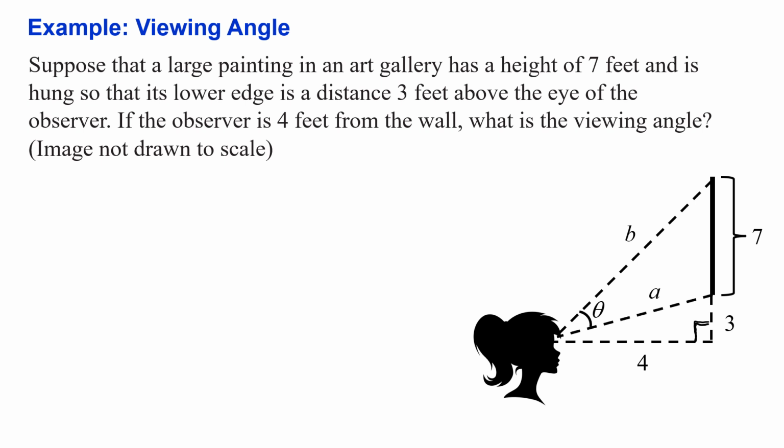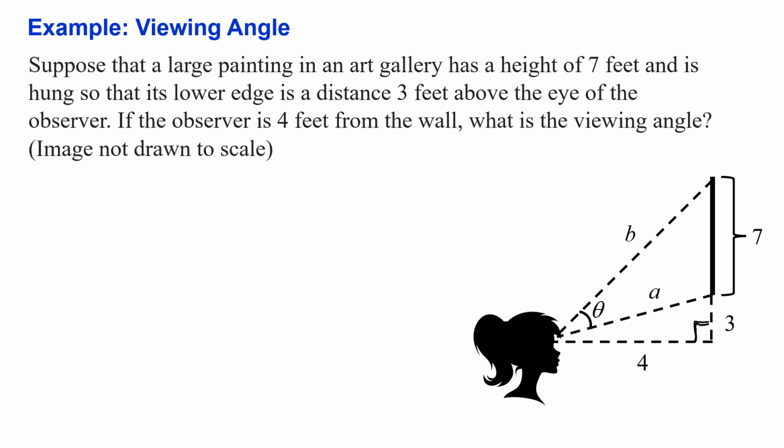Now, between the lines of length A and B, we label angle theta that is the viewing angle which we're being asked to calculate. Additionally, the painting is denoted as having a height of 7 feet, and there's a dotted line of length 3 feet extending straight down from the bottom of the painting, which connects to the horizontal line from the person's eye.